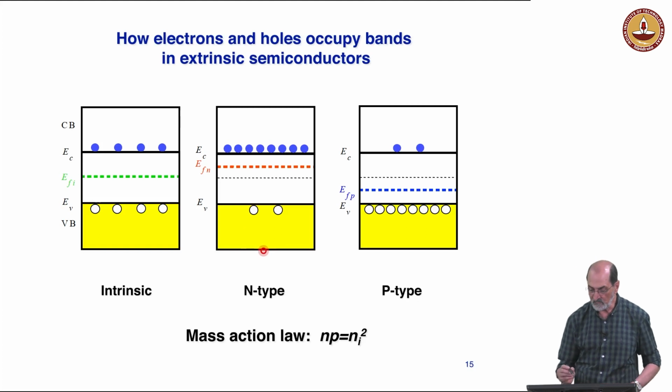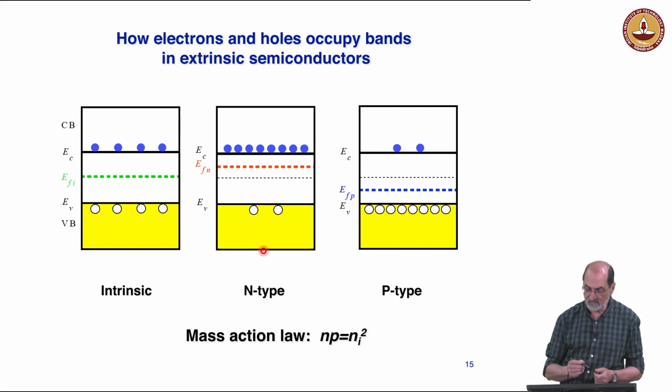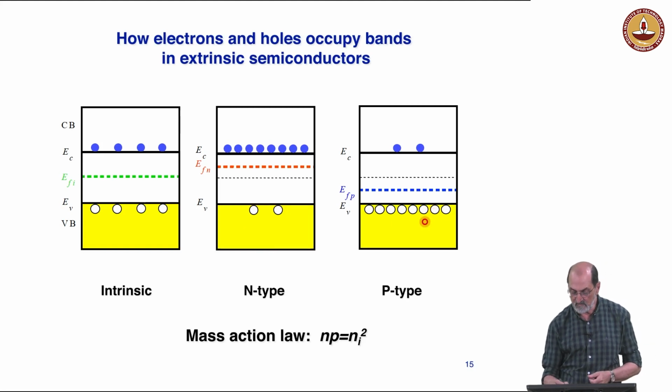The other way around, for a P-type semiconductor, we have those boron atoms, which are acceptors. So we increase the number of holes. The Fermi level has to go down now to have this number of holes. But simultaneously, when the Fermi level goes down, the number of electrons reduces. You cannot increase both simultaneously.